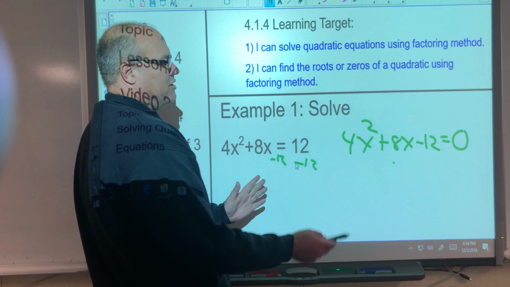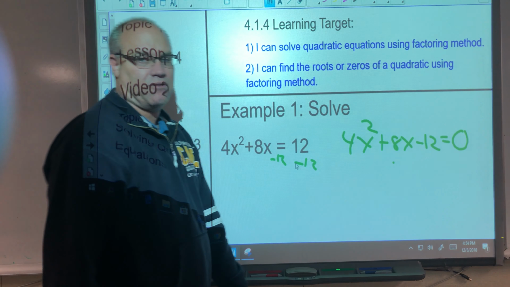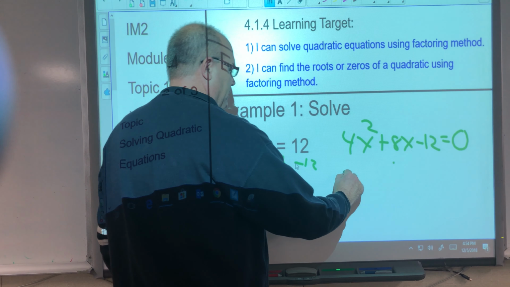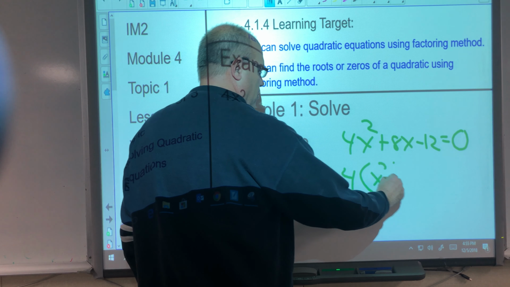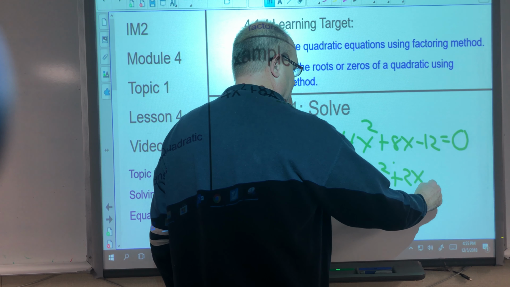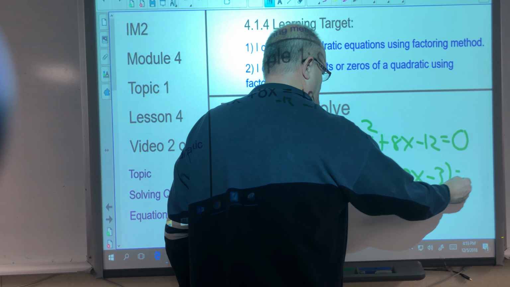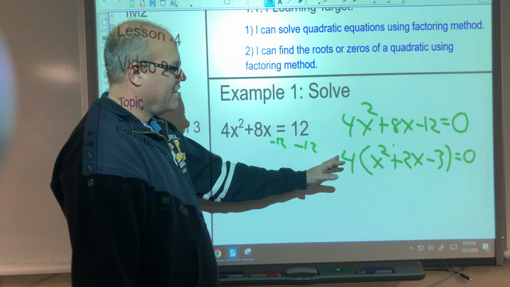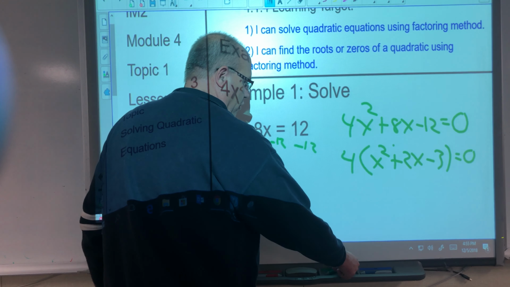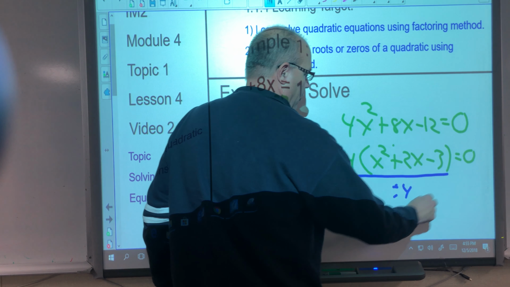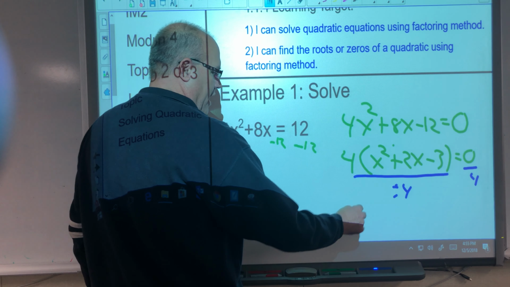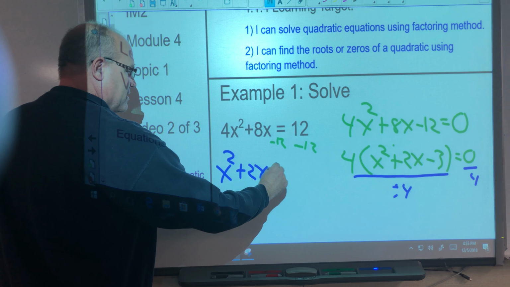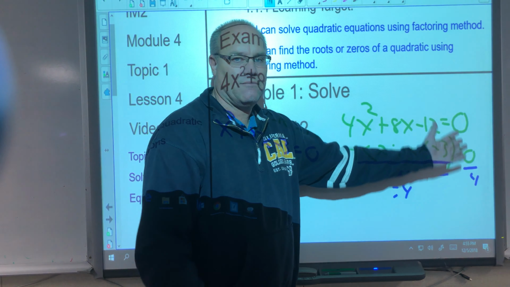Okay, so two ways you can do this. Since this is an equation, I could actually just divide both sides of the equation by 4. But let's show you how to pull out the 4 in factored form. If I pull it out, it'd be 4 times x squared plus 2x minus 3 equals 0. I just want to show you that if I was doing pure factoring. And since now we have an equation, I'm going to divide that 4 out. So we divide both sides by 4, and I get x squared plus 2x minus 3 still equals 0, right? 0 divided by 4, still 0.